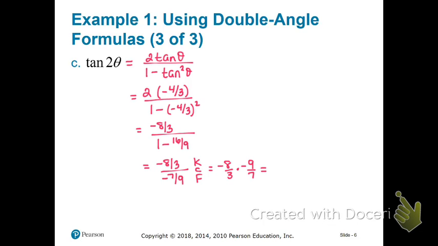So I got to this point here where I did keep it, change it, flip it. Now you can multiply straight across and then reduce, but what I did is, remember, 3 and 9 are both divisible by 3, so I just kind of reduced it there. And so I ended up with positive 24 over positive 7.